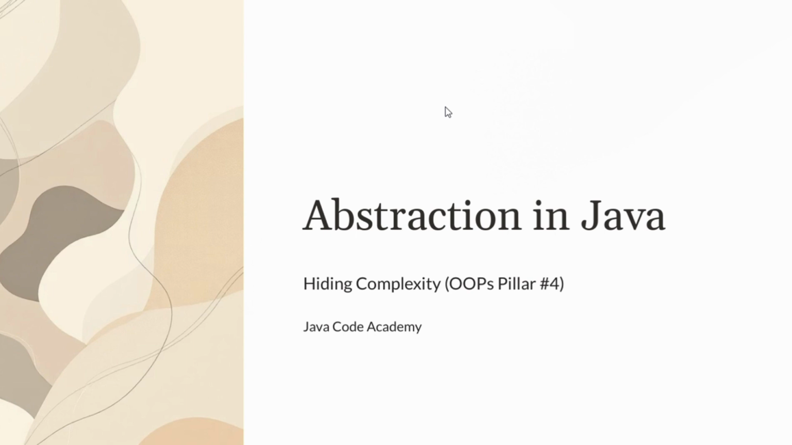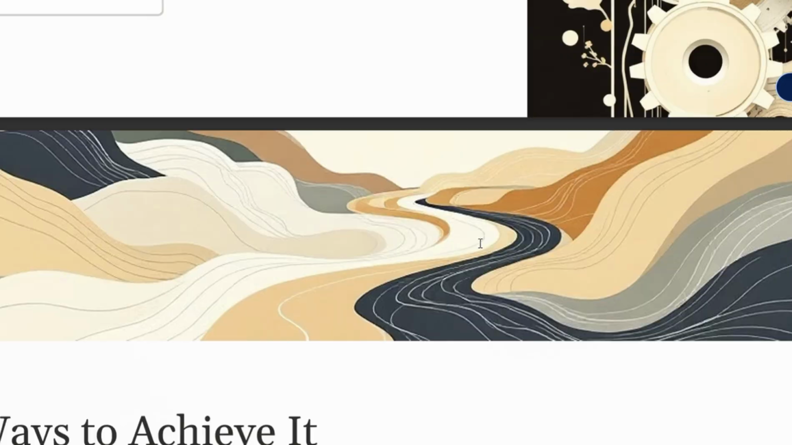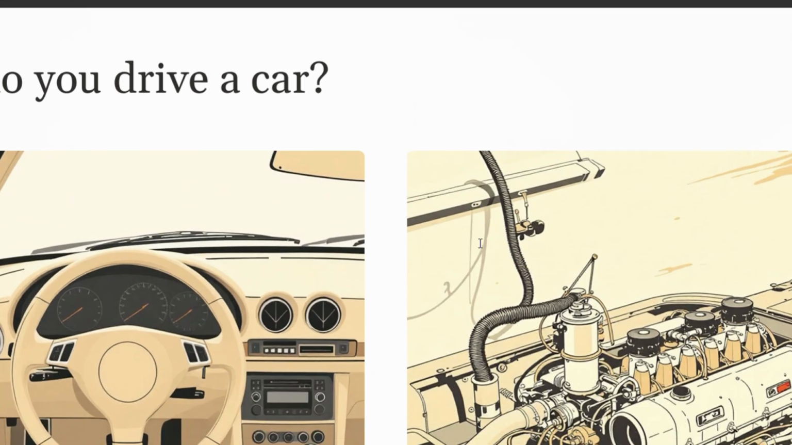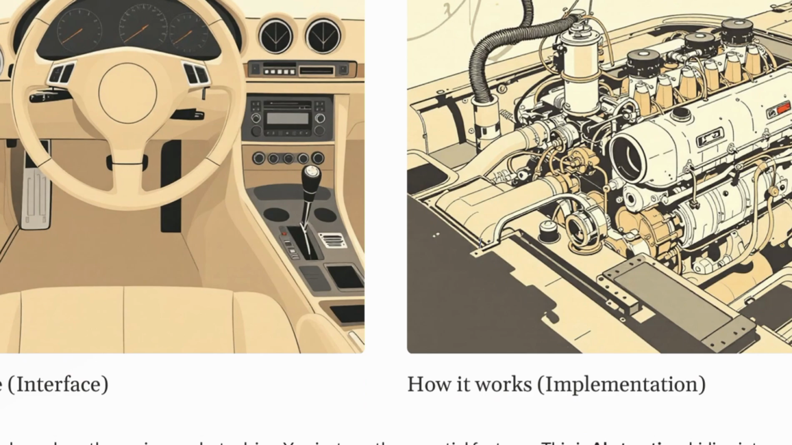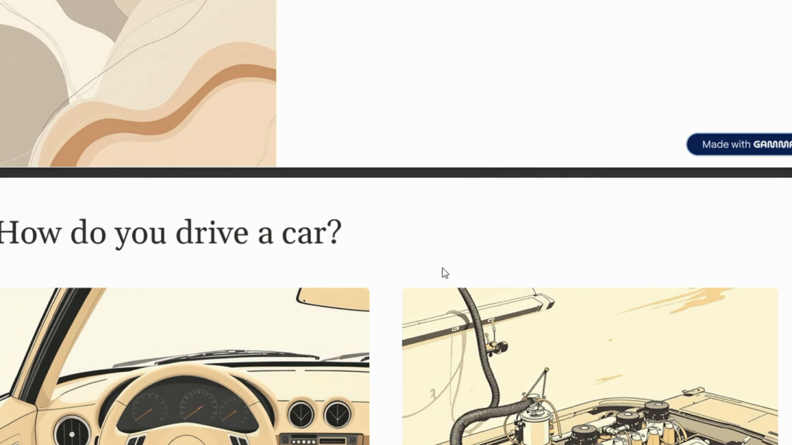Today we cover the final pillar of OOPS. What is abstraction? Now I will discuss what abstraction is and why we need abstraction. Abstraction is the process of hiding implementation details and showing only functionality to the user.